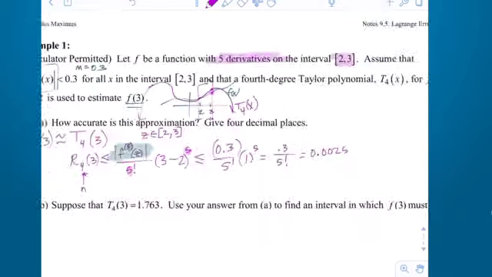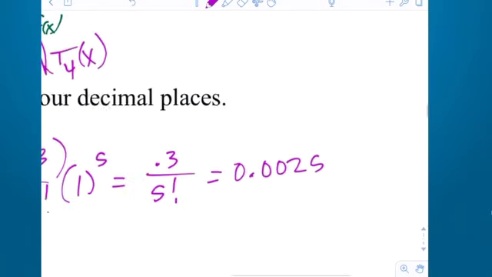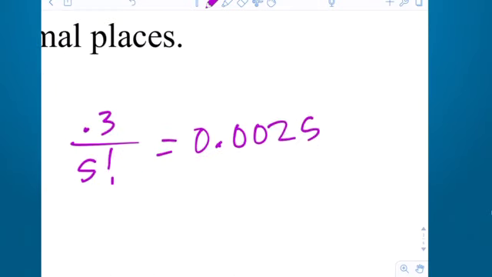Notice I don't really know what the Taylor polynomial is, but I could generate it if they gave me the function f of x, and I could certainly then plug in a 3 for all the x's in that polynomial. What we're focusing on right now is whatever that value is, I know it's going to be within 0.0025 of the actual function value at 3. Will it be exactly this far away? No. But this is the maximum error.